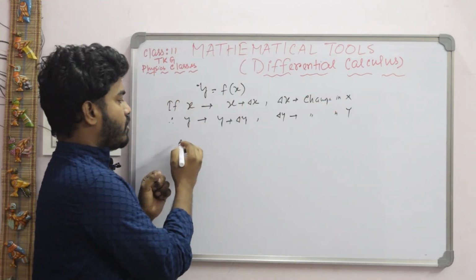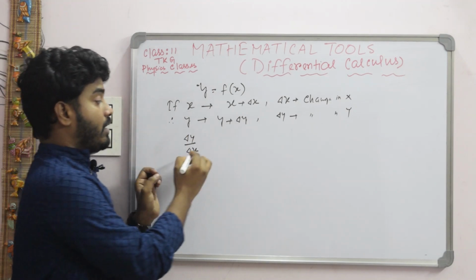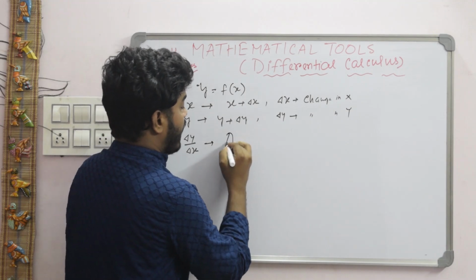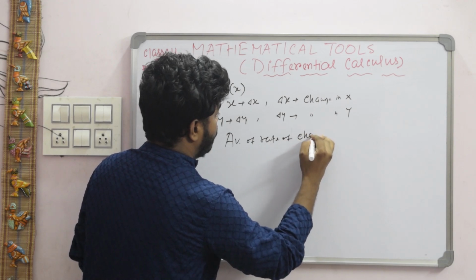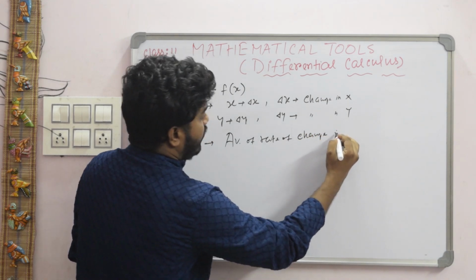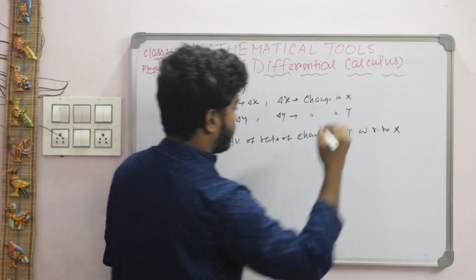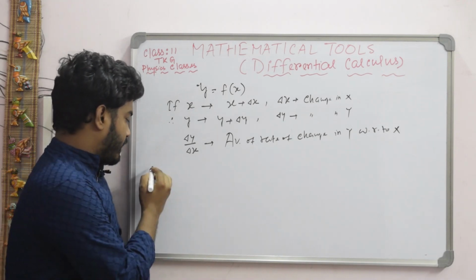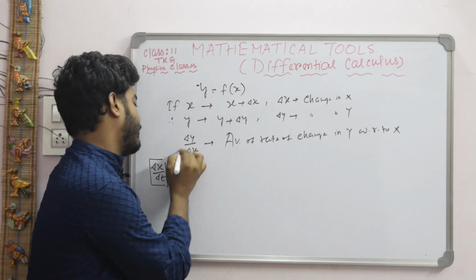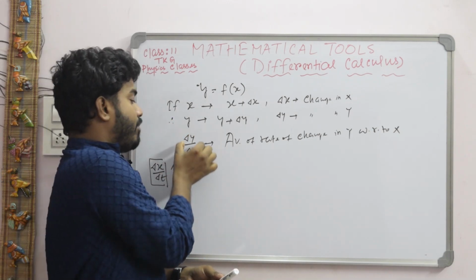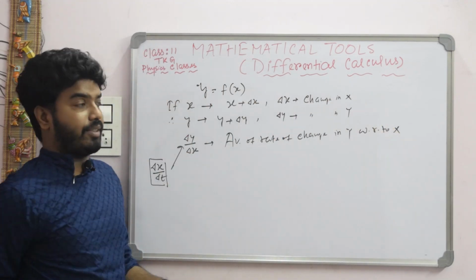Now if I write del y by del x, what is this value? This value gives the average rate of change in y with respect to x. You know the average speed formula, del x by del t, like that. So del y by del x represents the average rate of change of y with respect to x.